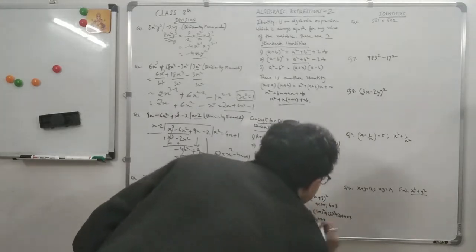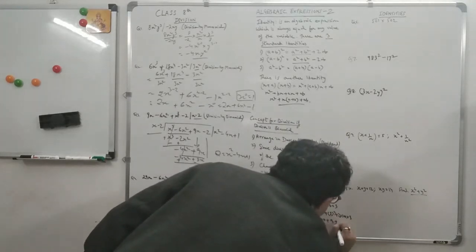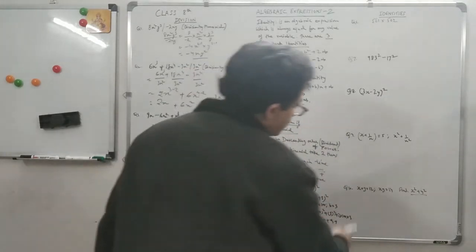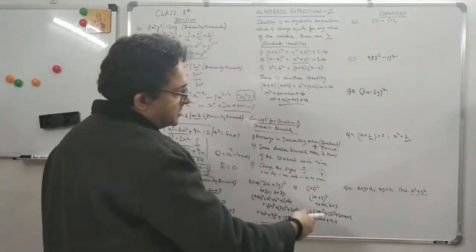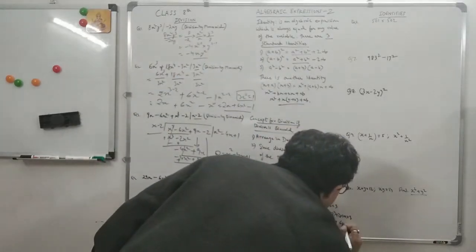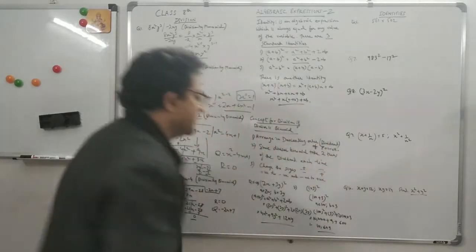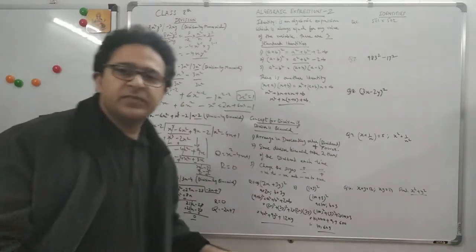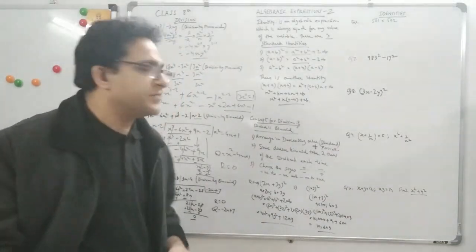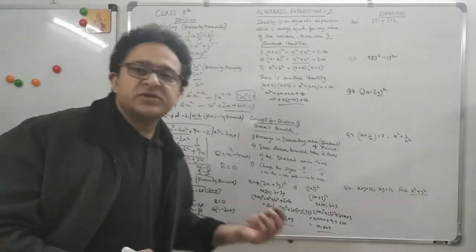plus 9 plus 100 into 2 is 200 and into 3 is 600. So this becomes 10,609 as your answer. Okay, simple. Such questions can come in the exam. Now we do another conceptual question.